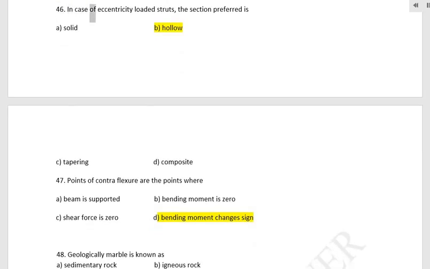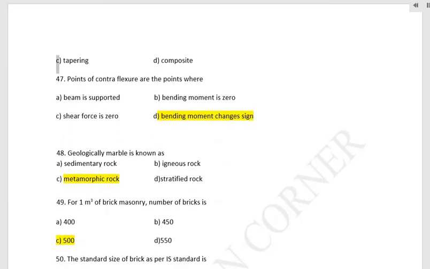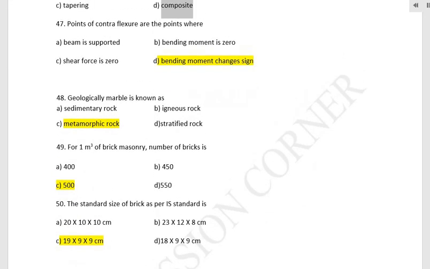46. In case of eccentrically loaded struts, the section preferred is: A. Solid. B. Hollow. C. Tapering. D. Composite.